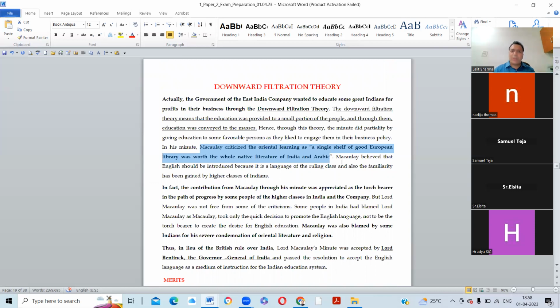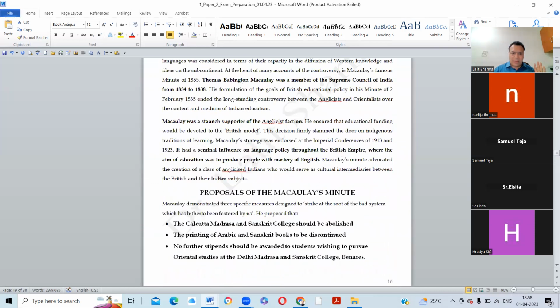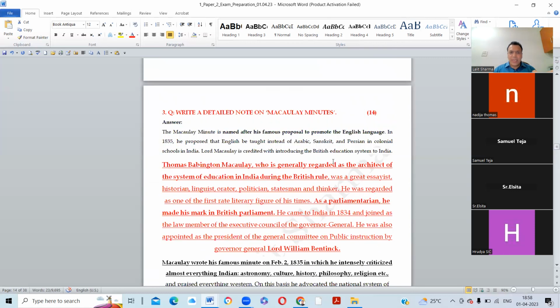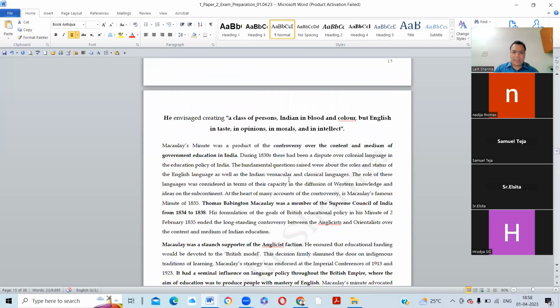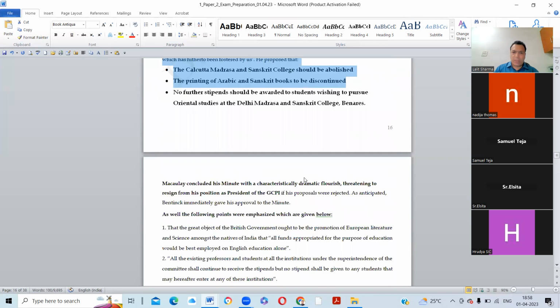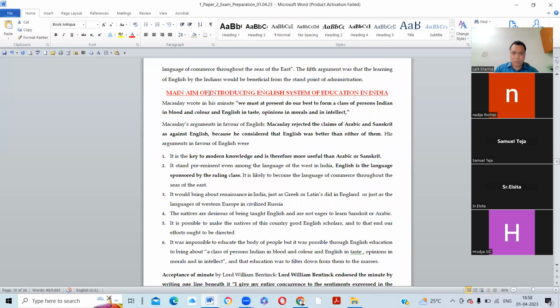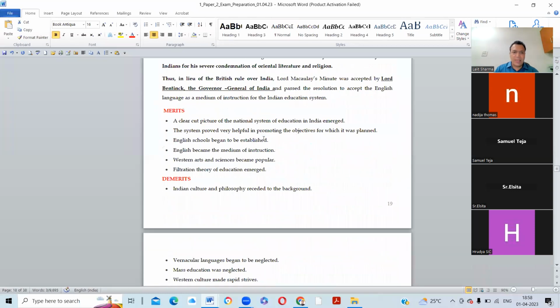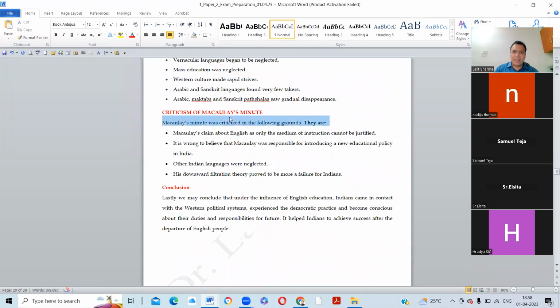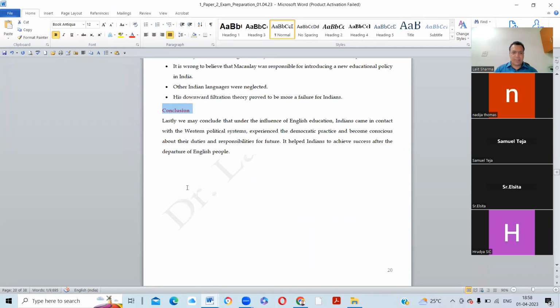So this is all about the Macaulay minute that you have to write. You can see swiftly what you have to write. If the question comes, a detailed note on the Macaulay minute, first you have to talk a little bit about Macaulay, then the proposal of the Macaulay minute as the second heading. Third, the main aim of introducing the English system. Fourth, the downward filtration theory, merits and demerits, then criticism of the Macaulay minute, then conclusion. If you write all these headings, you can get full marks, 14 out of 14, with 6.5 or 7 pages.